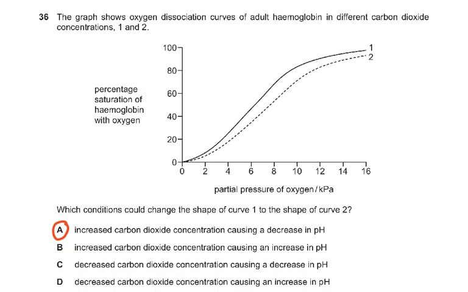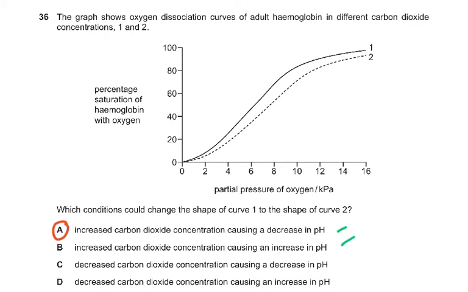Then coming on to question number 36. The graph shows oxygen dissociation curves of adult hemoglobin in different carbon dioxide concentrations 1 and 2. Which conditions could change the shape of curve 1 to the shape of curve 2? You know this is the Bohr effect. But they didn't ask you what was the name of this. They said what conditions. So it has to be increased carbon dioxide. So you know it has to be either A or B.